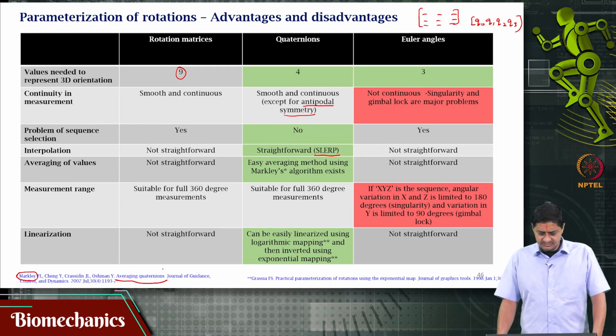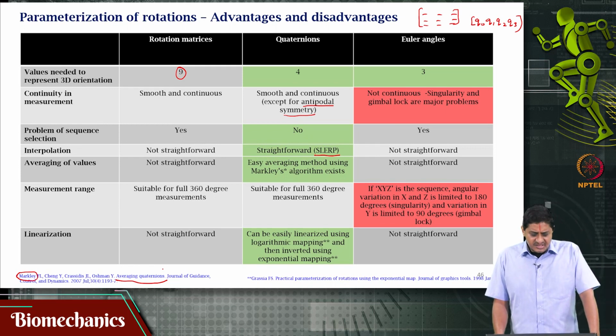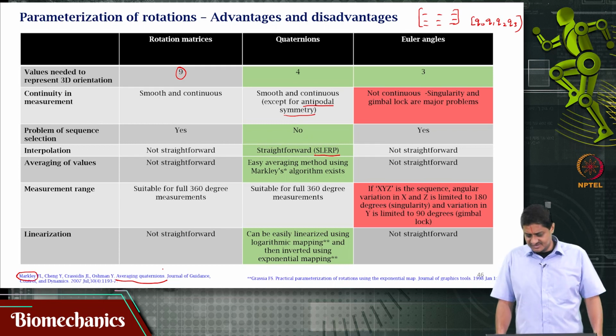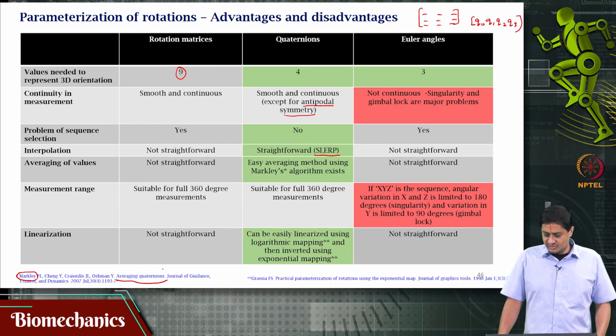Measurement range: rotation matrices and quaternions are suitable for the full 360 degrees rotation. Euler angles, because of this sequencing or singularity Gimbal-lock problem, have a limitation if xyz is the sequence. For example, for x and z, the measurements are limited to 180 degrees and y is limited to 90 degrees. Practically, y is limited only to about 75 to 80 degrees, not more, because of the singularity Gimbal-lock problems.